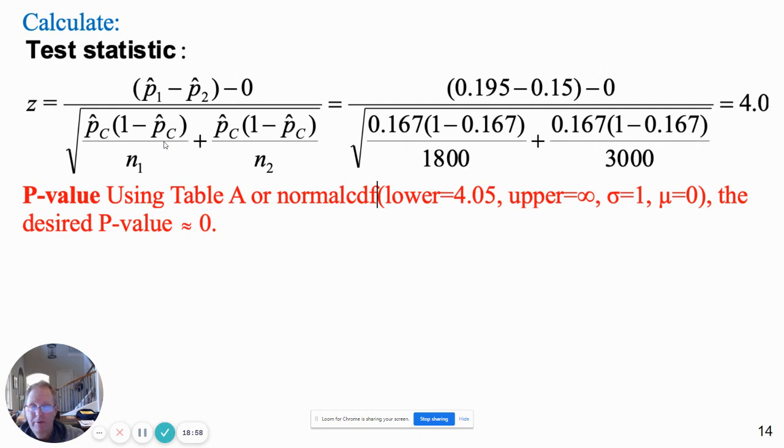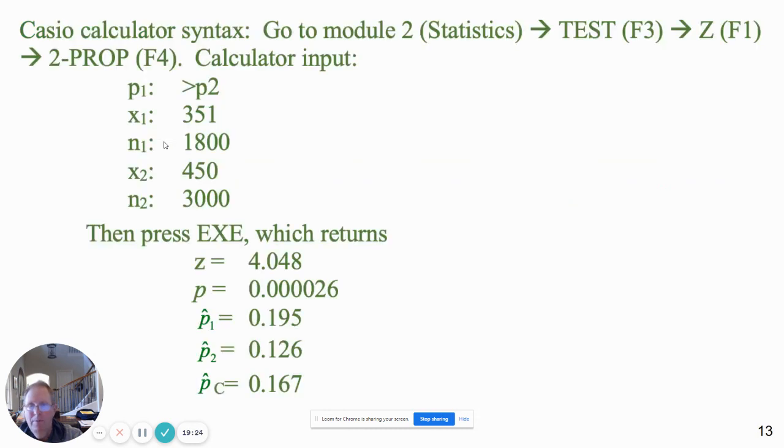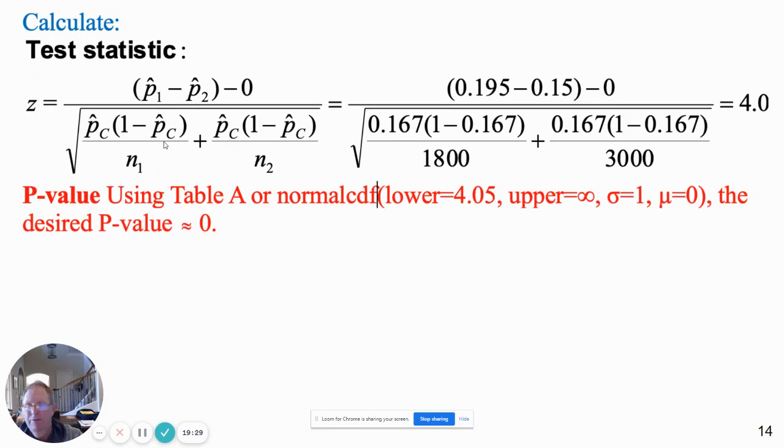If I use my normal CDF function, we're trying to find the probability of getting a Z-score greater than 4.05. So my lower bound is 4.05, which is what I got on my previous page. My upper bound is some arbitrarily large number, like 1,000. Standard deviation is 1, mu is 0. And that tells me that the desired p-value is very close to 0. My calculator said it came to 0.000026. So I say the p-value is approximately 0.